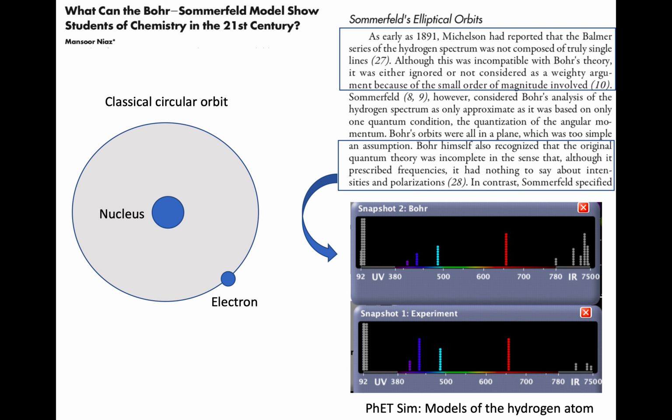If you look within the PhET sim, the models of the hydrogen atom, if you let the one for the Bohr model run and you let the actual experiment run, you find that there are some differences. Bohr does a great job of matching up the frequencies, but every time you run it, you see that the intensities do not match up. I let these both run, so the red line was about the same intensity, but you notice that these are not identical. So the scientists of the era were aware of that particular shortcoming.